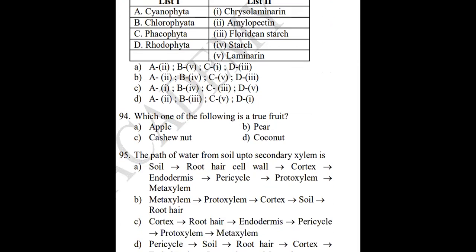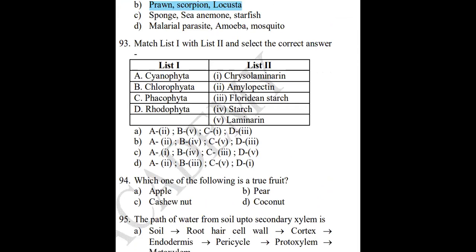Okay, the next question. Match List 1 with List 2. The first is Cyanophyta, the second is Chlorophyta, then Phaeophyta, and then Rhodophyta. First is Cyanophyta, which means Cyanophyceae, all the cyanobacteria. These usually have the reserve food material as amylopectin. So we can mark A as 2. You can see three options where A is 2.